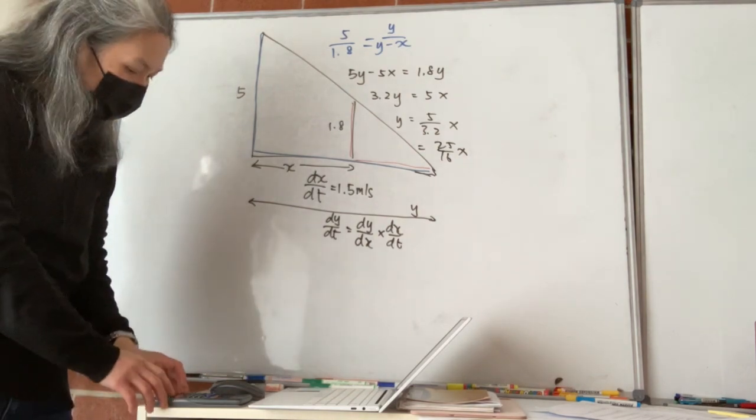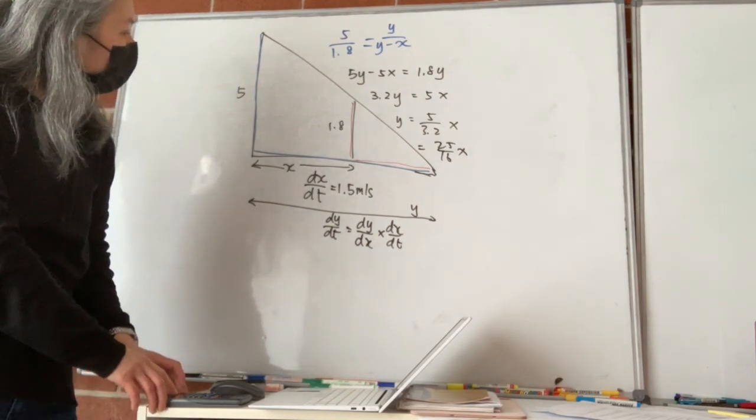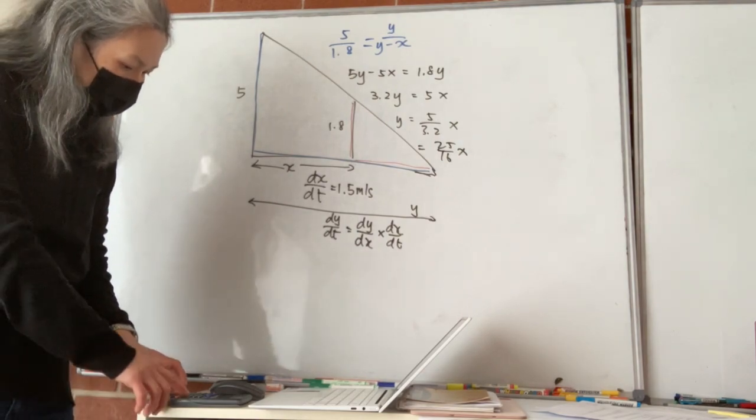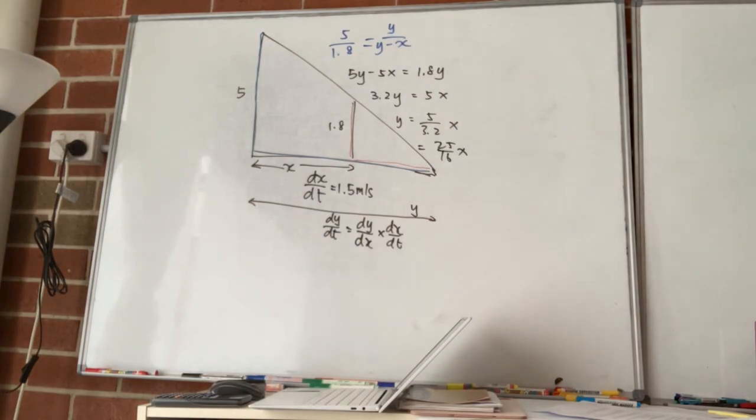What did you have? Let me see. 5 over 3.2 times 1.5. Okay, yeah.